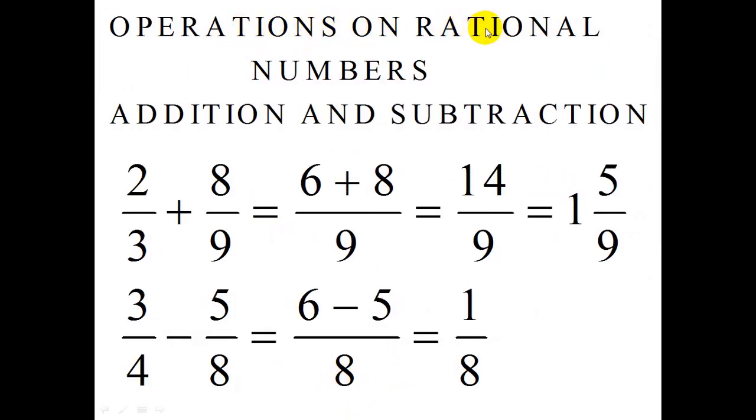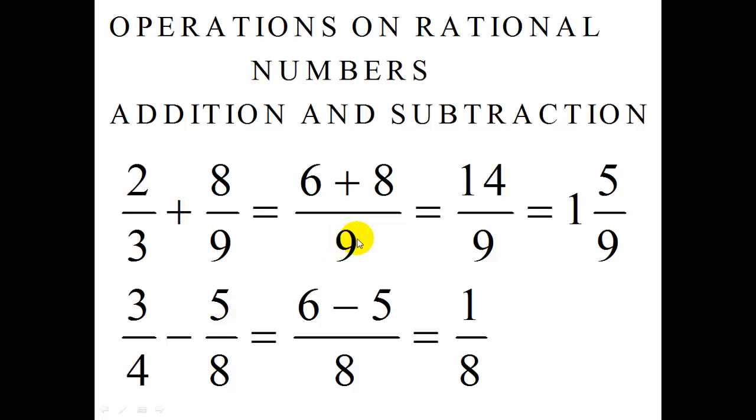Now, operations on rational numbers. We first take a look at the addition and subtraction. Now, we are given 2 over 3 plus 8 over 9 to simplify. Now, how do we solve this problem? This is addition of fractions. The first thing we need to do is to find the LCM. And the LCM of 3 and 9 is 9.